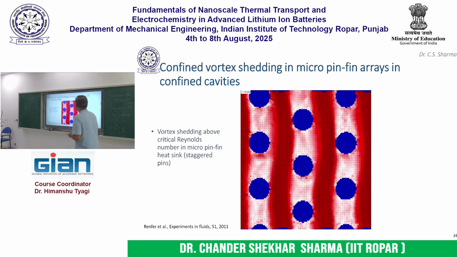By pressure drop I mean the flow is flowing from this end to this end. What is the pressure drop required to make the flow go through this array of pin fins?